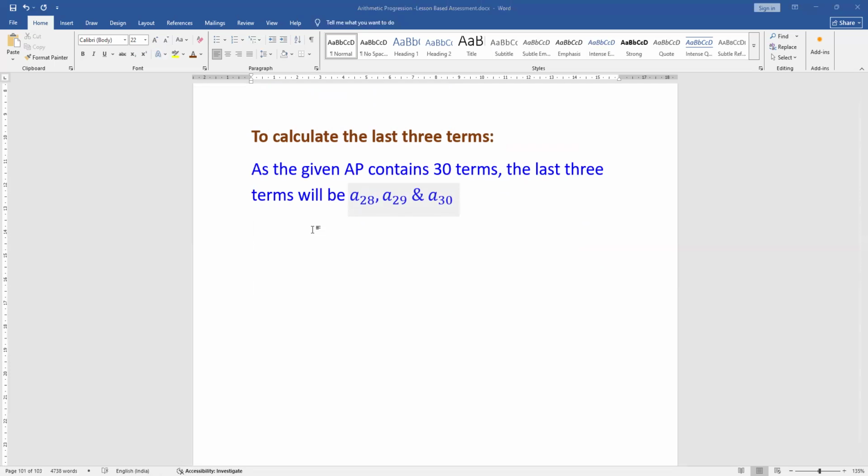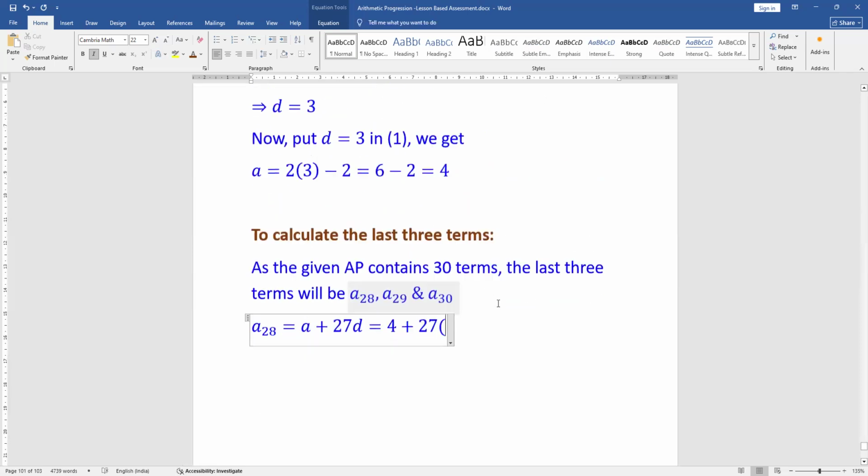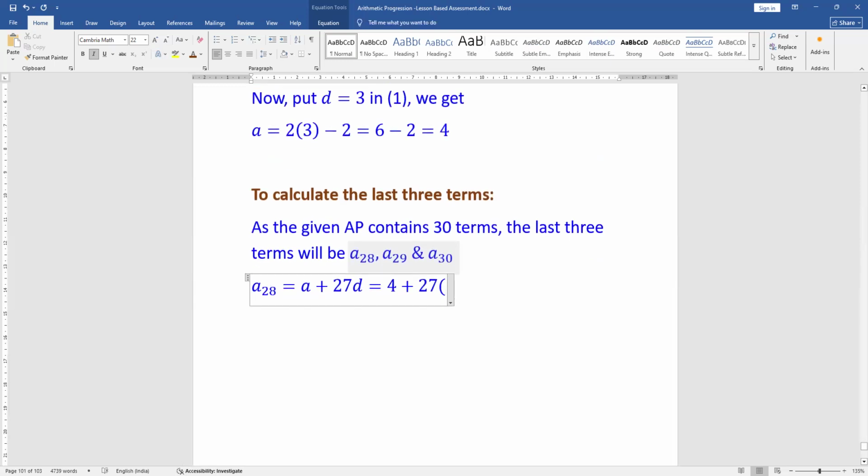A28 is nothing but A plus 27D. Just reduce one number from that: 28 means it becomes 27, 25 means 24, like that. Now here, A will be 4 plus 27, and the value of D is 3. So 27 times 3 is 81, and 4 plus 81 is 85.